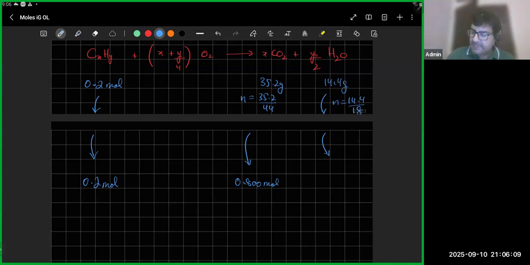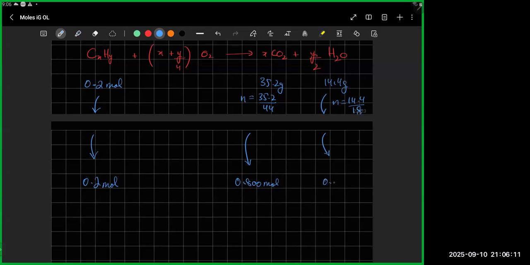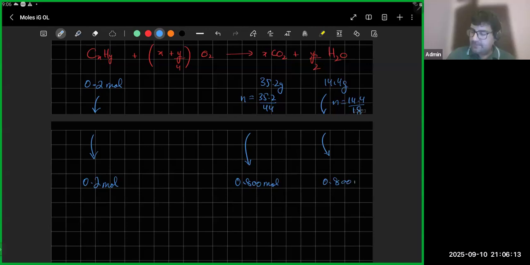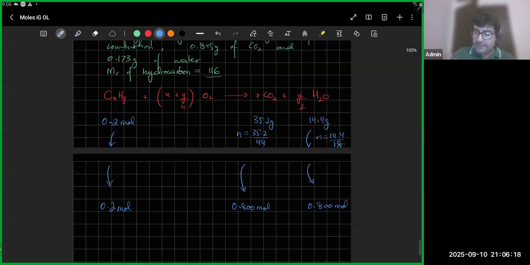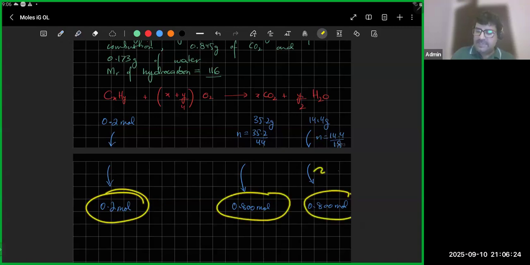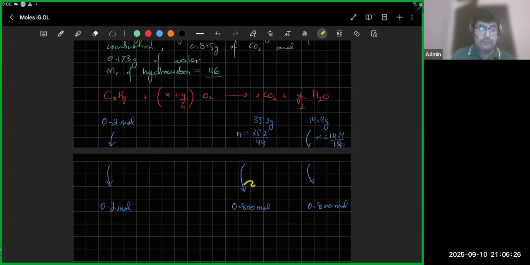14.4 divided by 18. I think that will also give you 0.8 moles. Okay, so it's the same question except one of the values in the previous one was incorrect. So we found the moles of all the substances except for oxygen. We didn't find the moles because no data was given about it. 0.8 moles, 0.8 moles, and 0.2 moles.